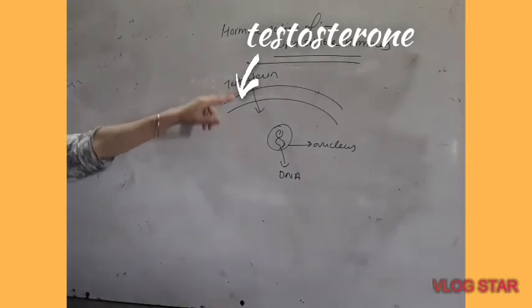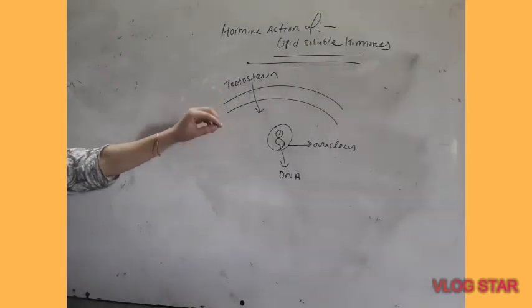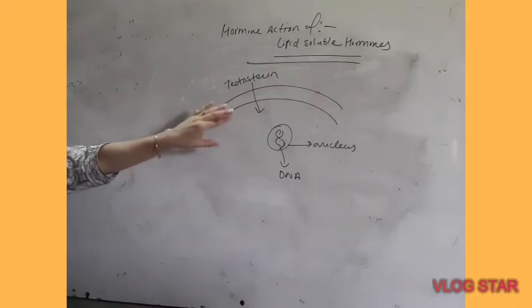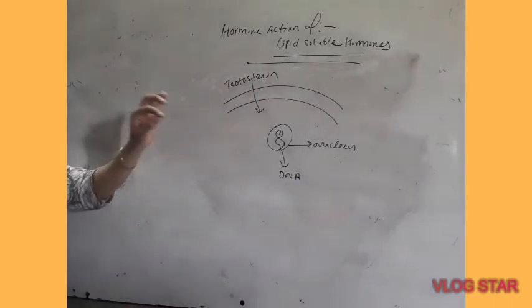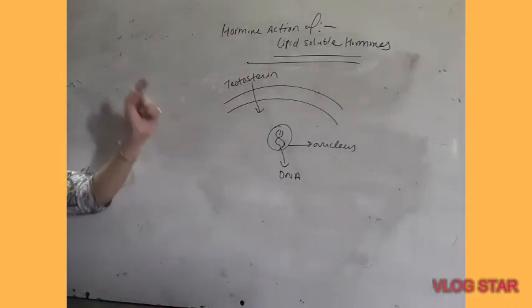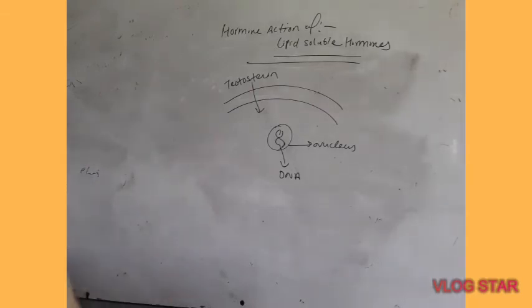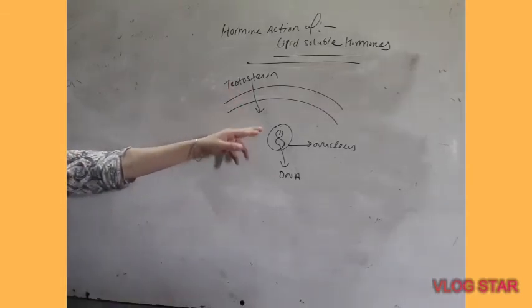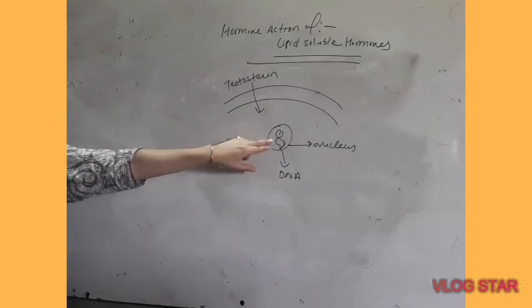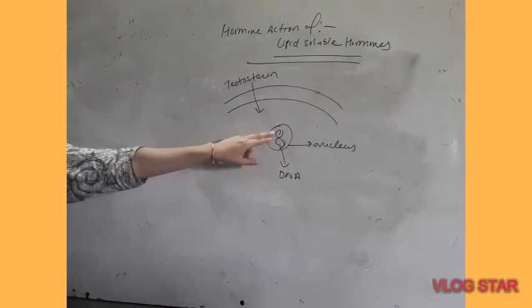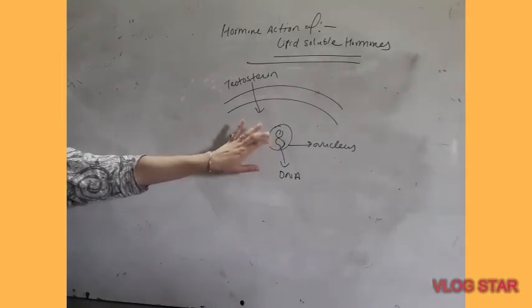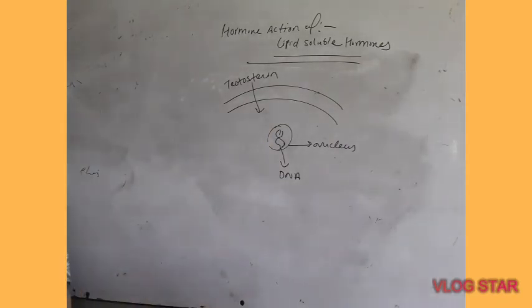This hormone directly enters the cell, and inside the cell it needs some receptors. Those receptors are intracellular receptors. It enters the cell directly and, with the help of intracellular receptors, targets the nucleus. Inside the nucleus, it affects the DNA of the cell, and when DNA is affected, what happens?